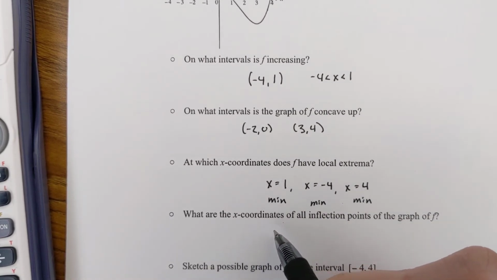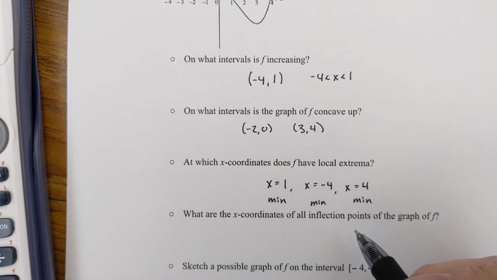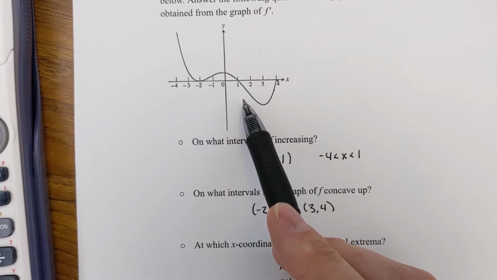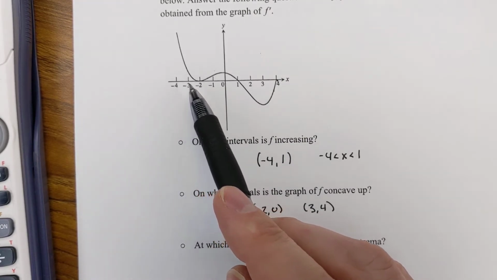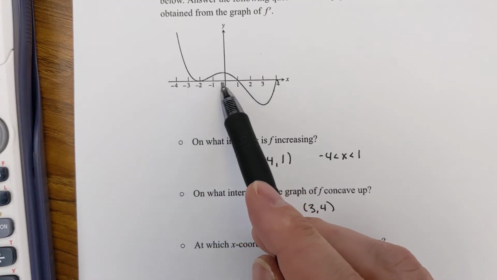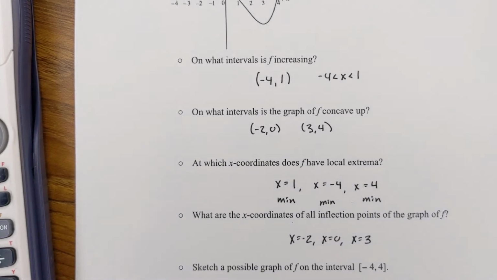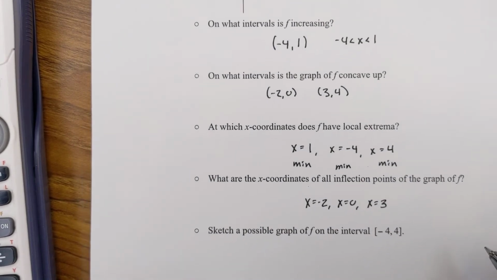The x coordinates of all the inflection points. So that's going to be where this graph changes direction. So where it goes from positive slope to negative slope. So at -2, at 0, and at 3. So those would be the inflection points. And sketch a possible graph on the interval.